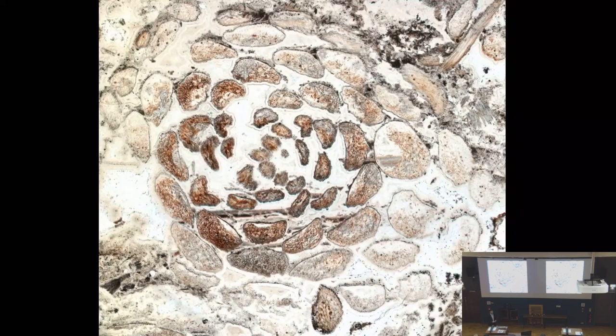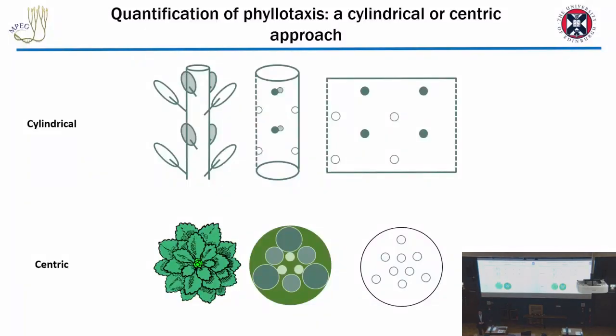And so with these lines of evidence, she could, for the first time, then actually go about trying to quantify phyllotaxy in these species. So there's two main approaches to quantify phyllotaxy. The centric approach is what I've already told you about earlier. So just to recap, we take a bird's eye view from the top, and then you look at the distribution of the leaves surrounding it. This is called the centric approach.